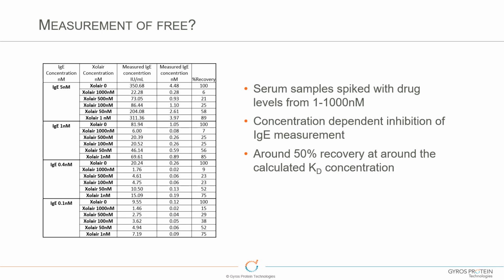What is quite important is that when you look at the concentration around 50 nanomolar, which is around the KD value, you're seeing around a 50% recovery, which is what you'd expect at the KD value. So this gives us real confidence that the assay that we are using is actually determining free IgE in samples.